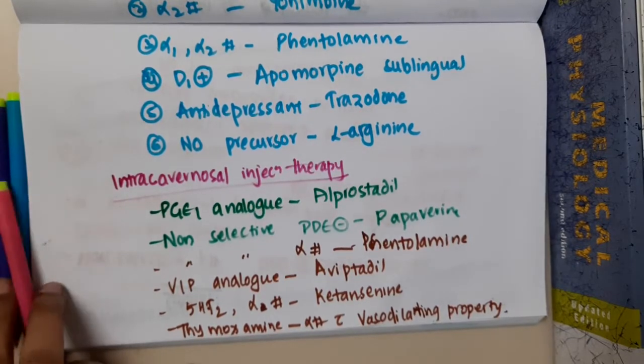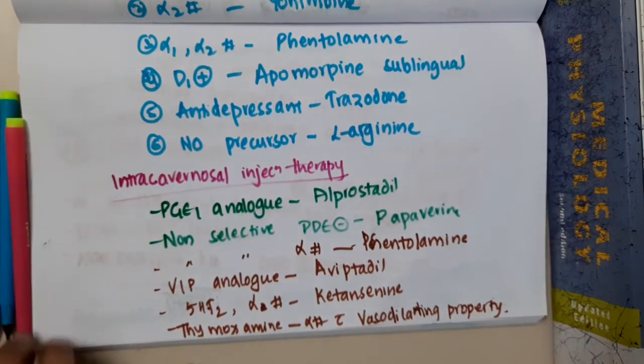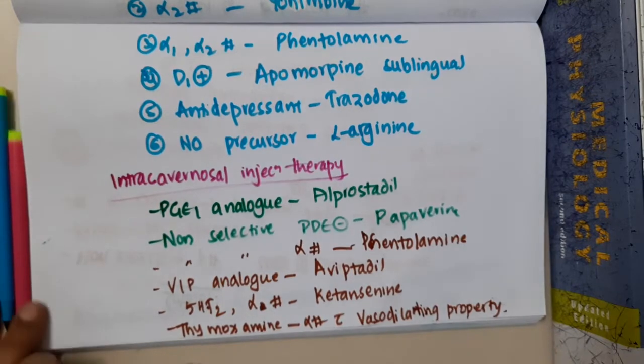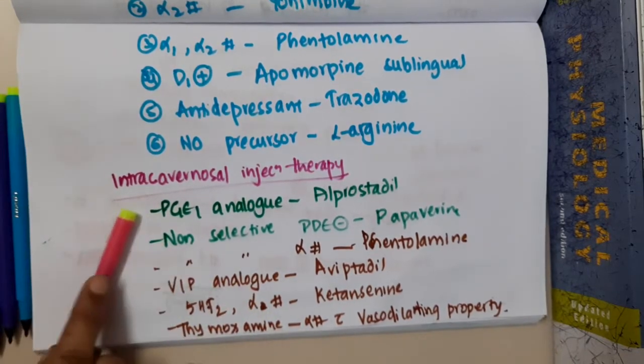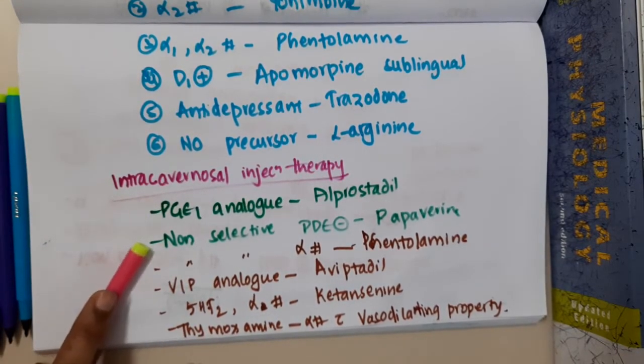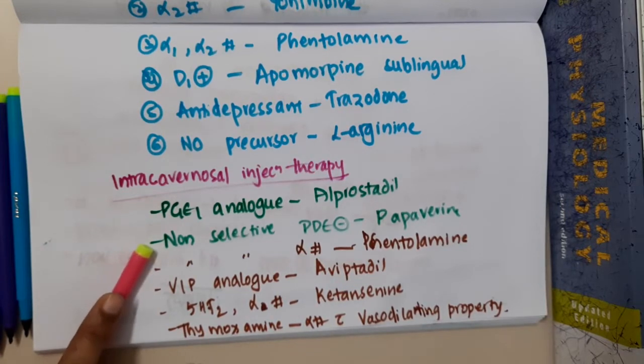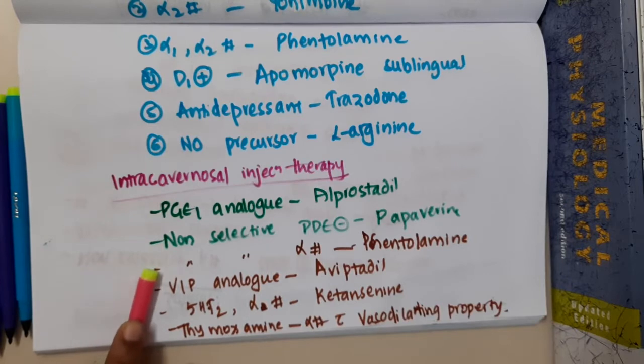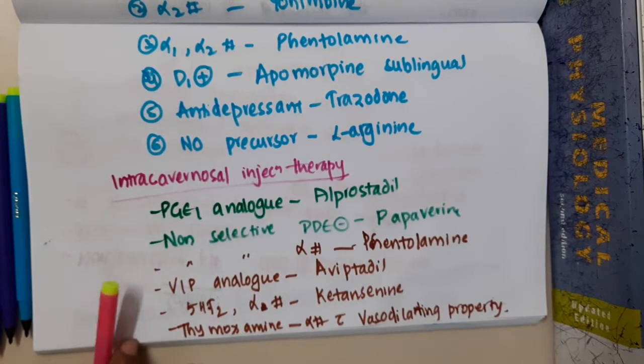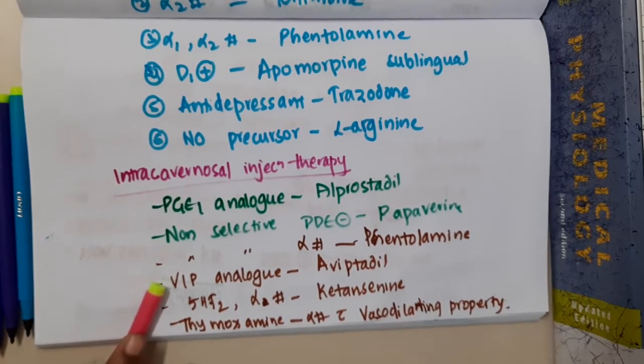Then in intracavernosal injection therapy, we can use prostaglandin E1 analog, which is alprostadil. Non-selective phosphodiesterase inhibitor, which is papaverine, can be used. Non-selective alpha-1 blocker, which is phentolamine, can be used. Vasoactive intestinal peptide analog, which is aviptadil, is used.